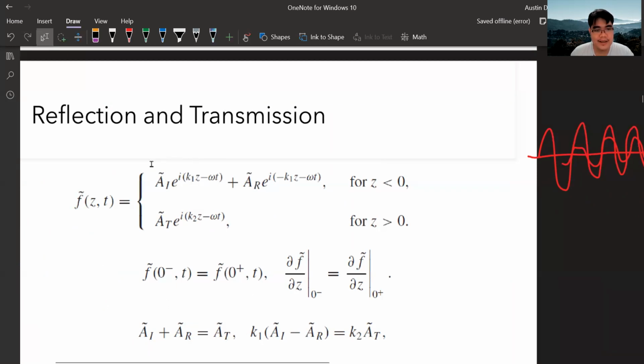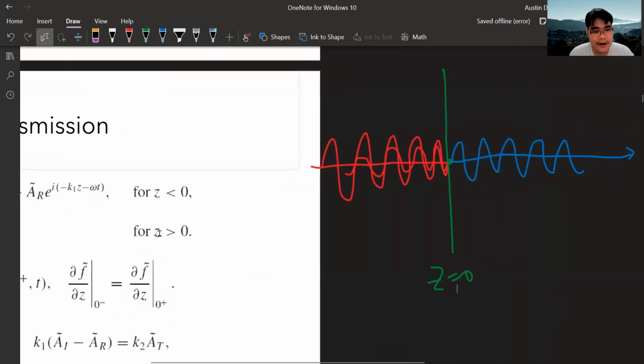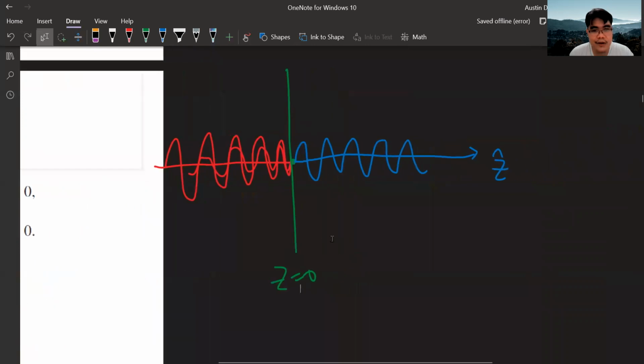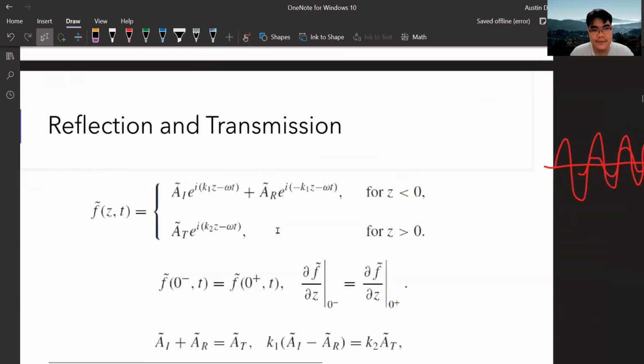For the first term, the incident wave, we have this. And then the reflected wave is given by this. Pansinin nyo yung negative sign dito. This tells me that it is going to the negative z direction. Okay? And then on the right-hand side, for z greater than 0, you have one wave, which is yung transmitted lang. So you write it down. You have this AT. Okay. Para sa transmitted.